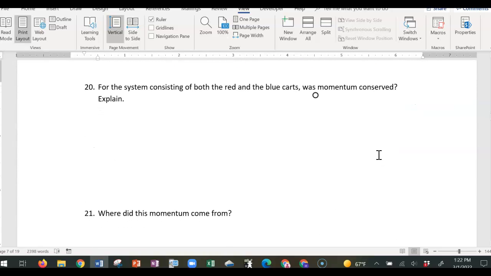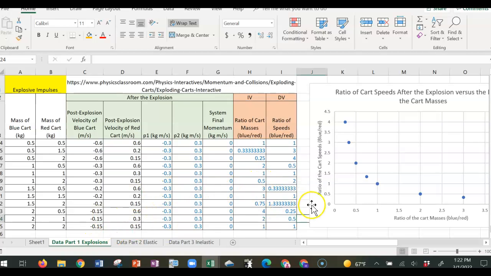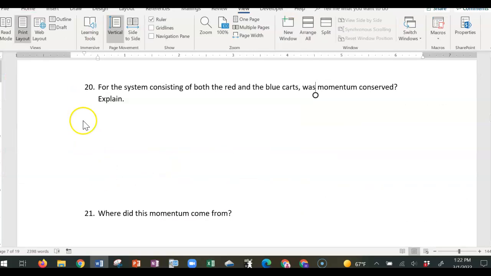Okay, so now I'm at step 20, which asks us, was momentum conserved? Well, looking back at the table, I think we have to say yes, because we had a final momentum of 0 for every explosion that we performed. And we know that the initial momentum was 0 because the carts were not moving when we first looked at them. Okay, so yes, momentum is conserved, and let's say that.